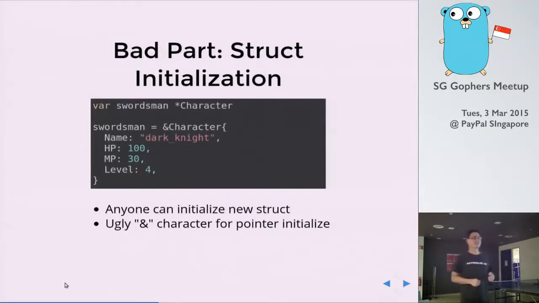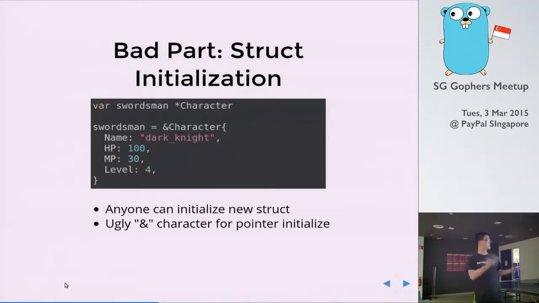But looking further into it, one of the bad parts of Go is initializing structs. After you define that I have an object that has certain characteristics, for example here we define some character in an online game, whatever, you create a game and you want to define some character, right?